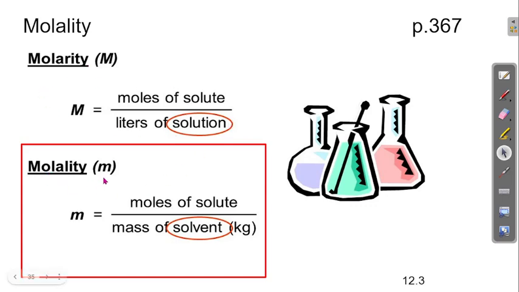Now, molality with a lowercase m is the moles of solute, so that has not changed. But look at the bottom. It is the mass of solvent in kilograms. So not kilograms of the solution, kilograms of the solvent. Do not get confused, please. We're on page 367, and you need to know both equations and be able to modify them to find what you need from those equations.